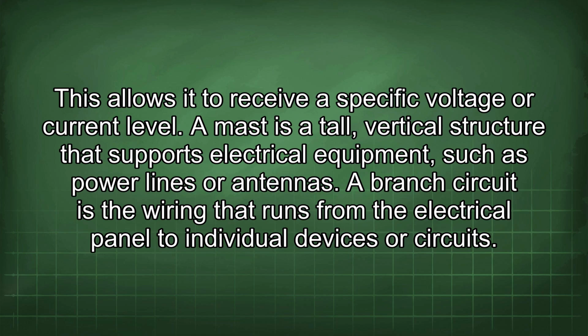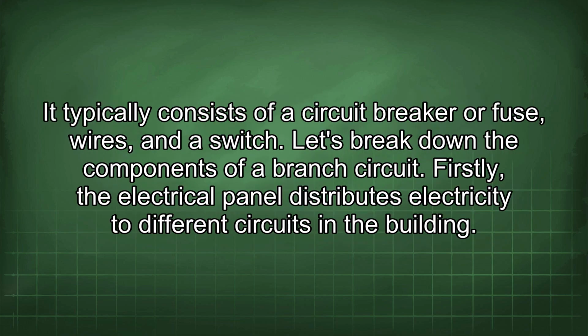A mast is a tall, vertical structure that supports electrical equipment, such as power lines or antennas. A branch circuit is the wiring that runs from the electrical panel to individual devices or circuits. It typically consists of a circuit breaker or fuse, wires, and a switch. Let's break down the components of a branch circuit.